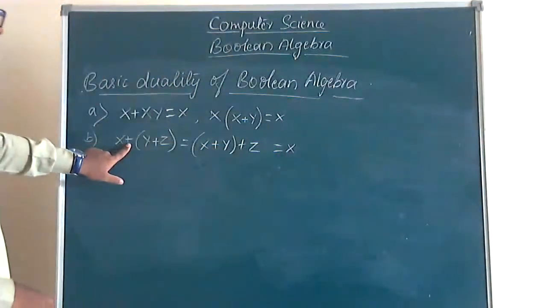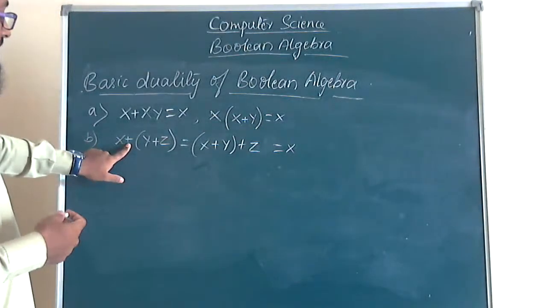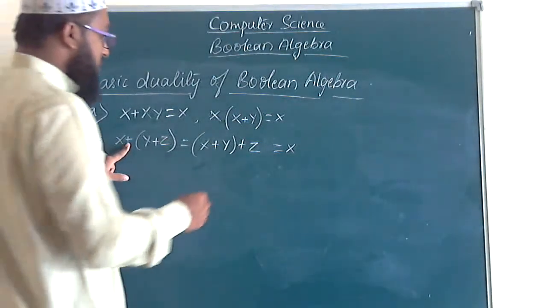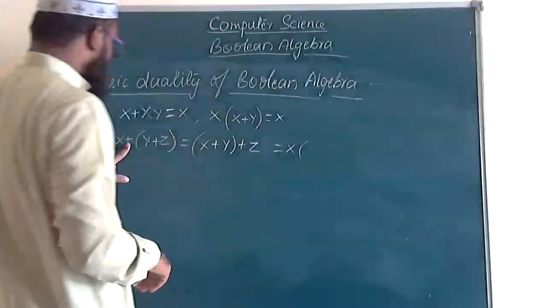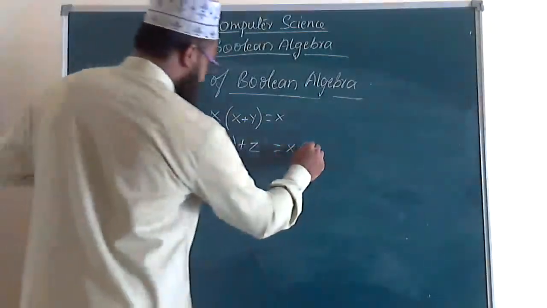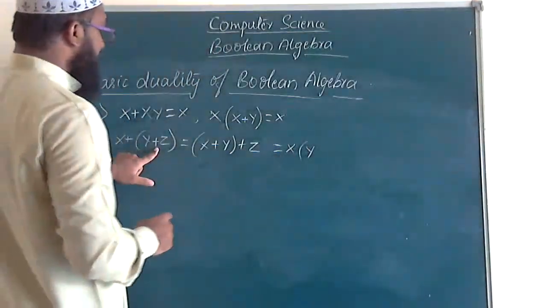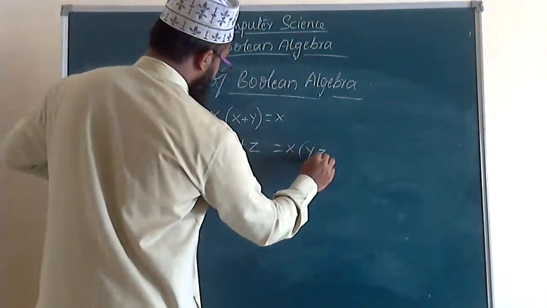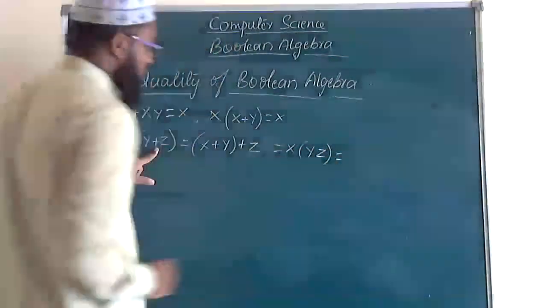What is there? OR sign is there. Change it to AND sign. Into y, take y as it is. OR sign is there, change to AND sign. Then write z, which is equal to.